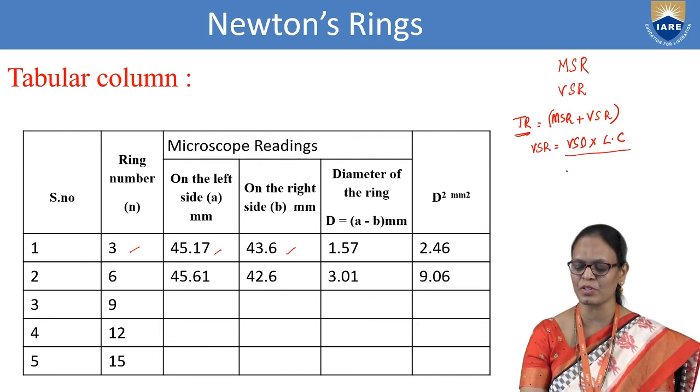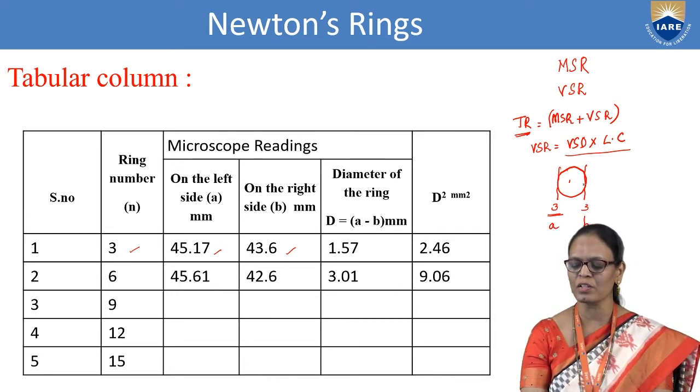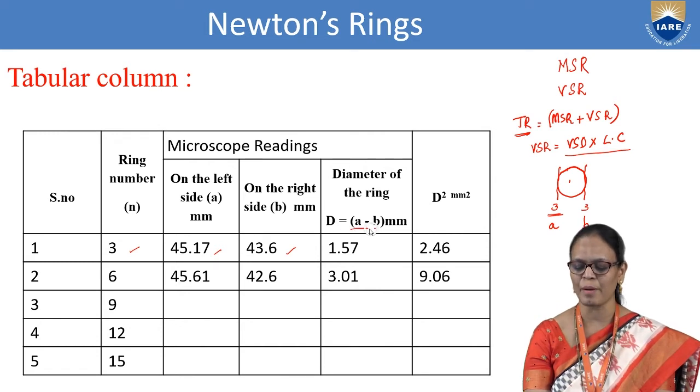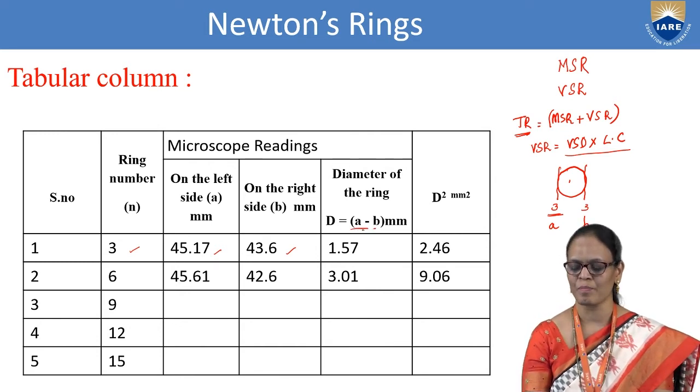Now we get the diameter of the ring. How do we get the diameter of the ring? If you are talking about the ring like this, this is the 3rd ring on the left and on the right, 3rd ring. So we have taken the reading for this as A and the reading for this as B. Now if you want the diameter of the ring, the diameter will be A minus B. So A minus B will give us the diameter of the ring, and then find D square. All these readings we are noting down in millimeters. That is what we have to note.